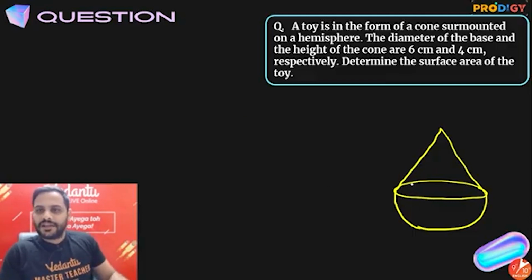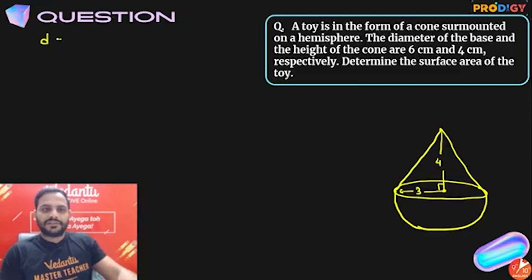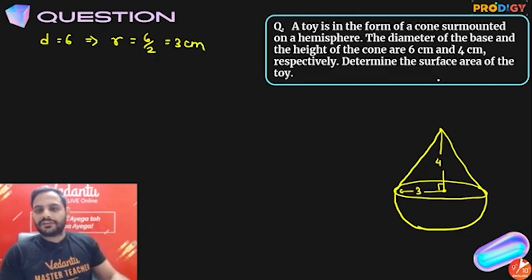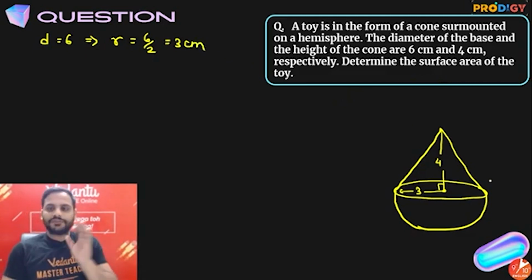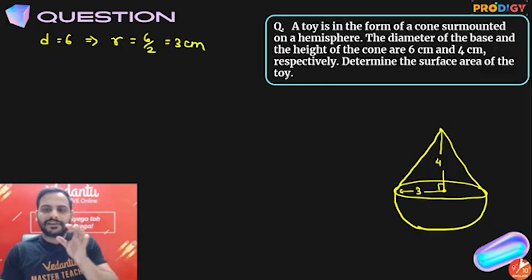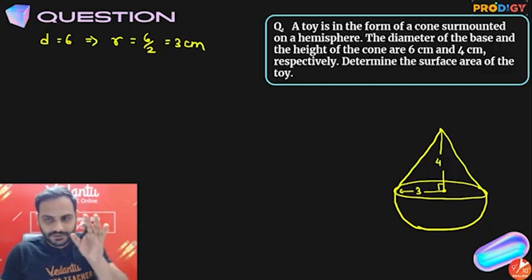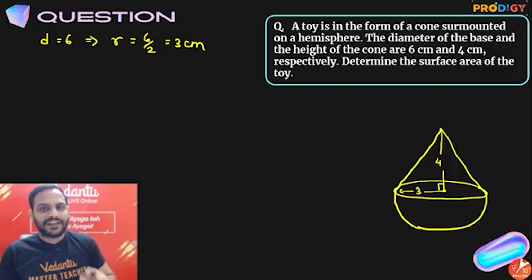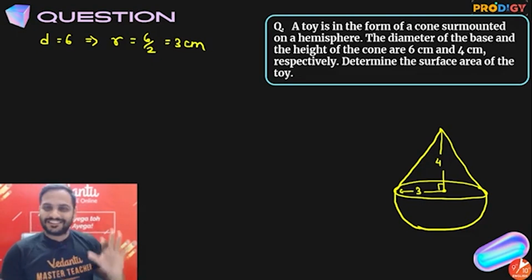This is what it is saying. The diameter of the base and height of the cone are 6 and 4. Diameter is given as 6, so radius will be 6 by 2, 3 centimeters, and height is equal to 4. We need to determine the surface area of the toy. Whatever is the radius of the cone, the same is the radius of the hemisphere as well, right? So there is no issue.